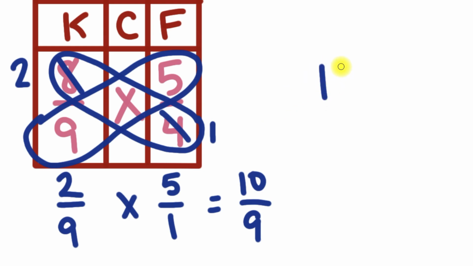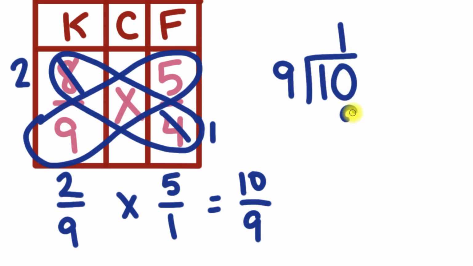Again, 10 will go inside the house of division, and 9 will go outside the house of division. 9 goes into 10 one whole time. 1 times 9 is 9. I'll subtract that and get a remainder of 1, which means that my numerator here is 1. And my denominator will be my divisor, which is 9.